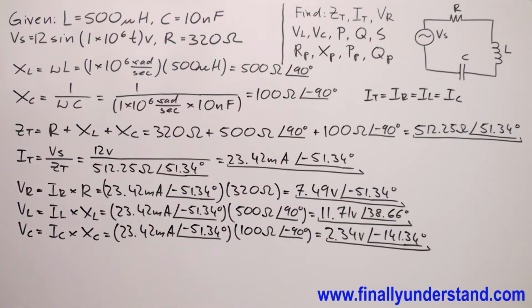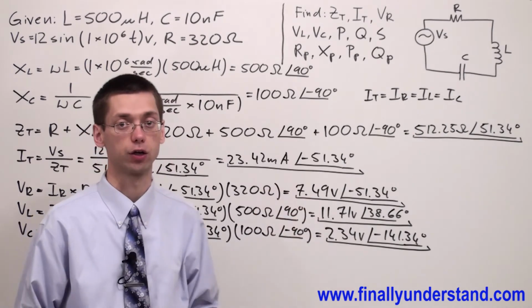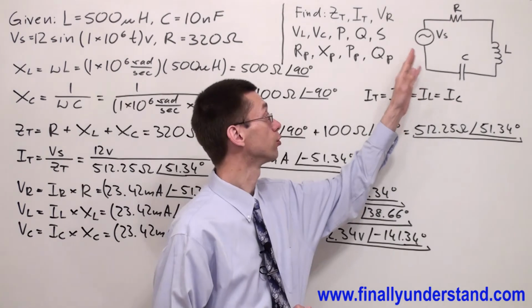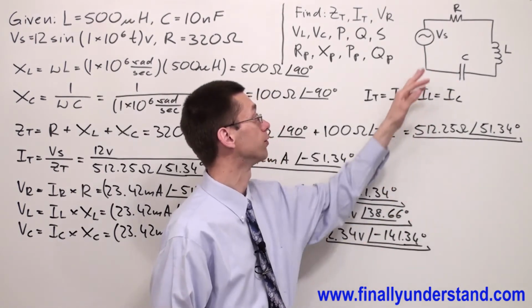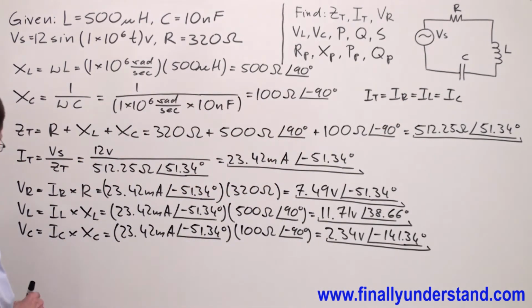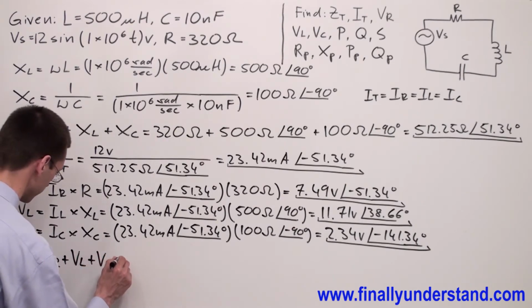Now we're supposed to verify if our answers for the voltages are correct. Please keep in mind that in a series circuit, if you add all voltage drops across each component, you're supposed to end up with the value of the voltage source. It means we have to use KVL, Kirchhoff's voltage law. So the voltage source is equal to the voltage across the resistor plus the voltage across the inductor plus the voltage across the capacitor.